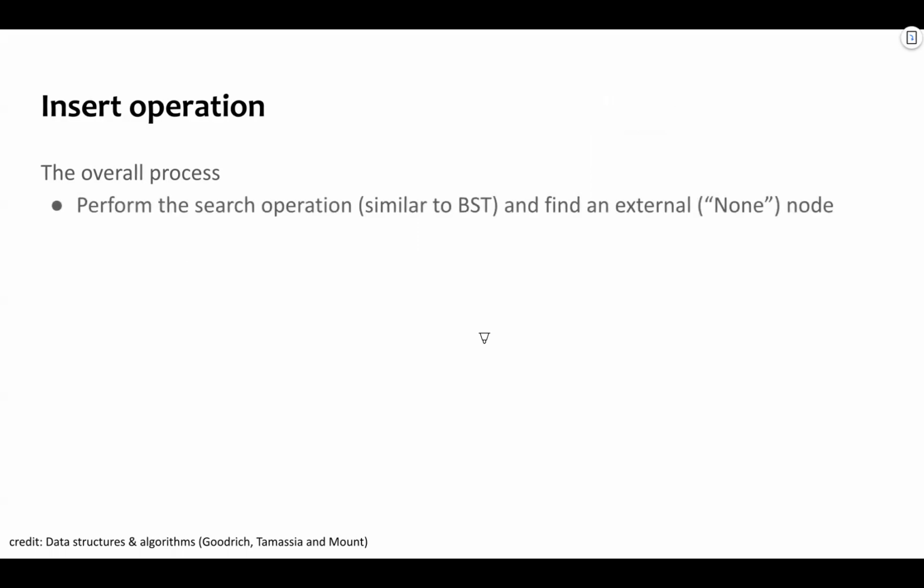And I'm going to describe the overall process of insertion for red-black trees, and then I'm going to show you on a concrete example. So to insert a new item to a red-black tree, what we do is first perform the search operation and find an external node. Because in the case of 2, 3, 4 nodes, when we are inserting, we always looked for a leaf node. And on the leaf, we inserted that new item.